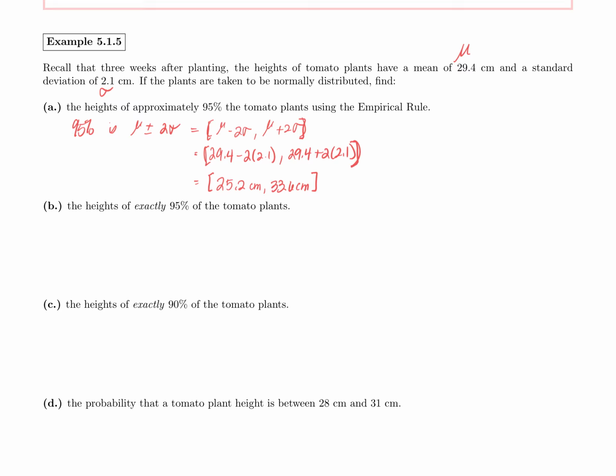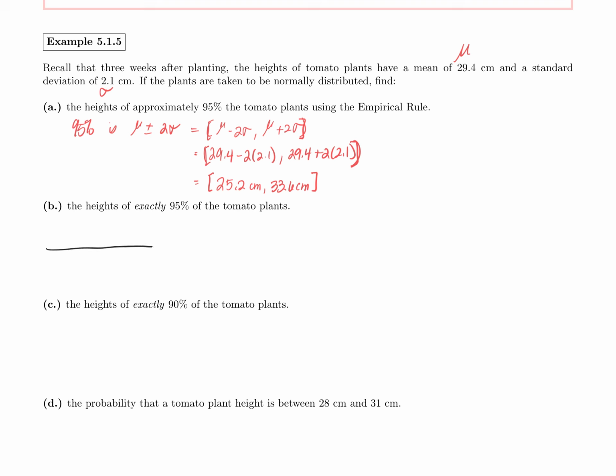The height of exactly 95% is going to be a little different, right? So approximately 95 versus 95 exactly. So let's talk about 95 exactly. What does that look like?